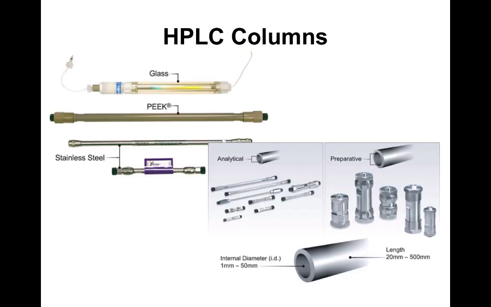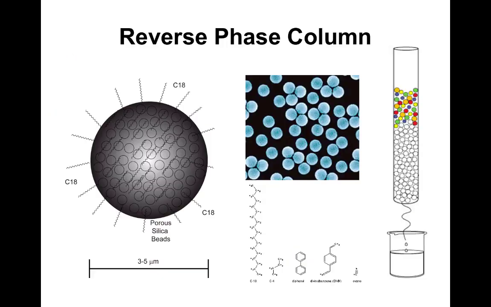There are different types of columns that are typically used in HPLC. Some are metal. Some are made from a plastic called PEEK, polyether ether ketone. Others, rarely, made out of glass. They all have to be able to tolerate high pressures and, in some cases, moderately high temperatures. They can be anywhere from 20 millimeters long to half a meter long, and they can be as thin as 1 millimeter to as wide as 5 centimeters.